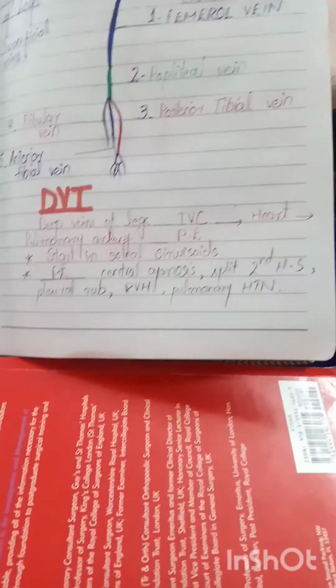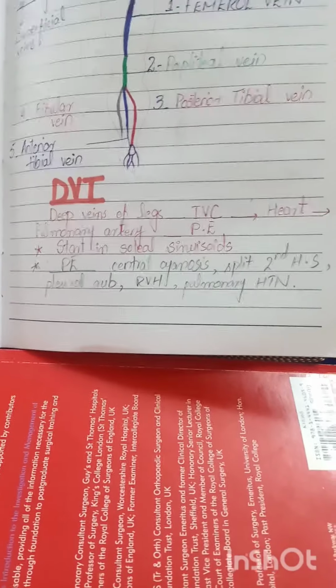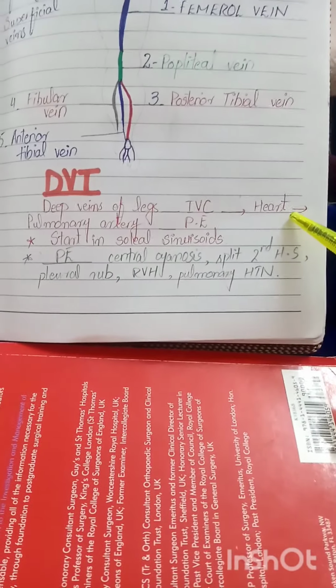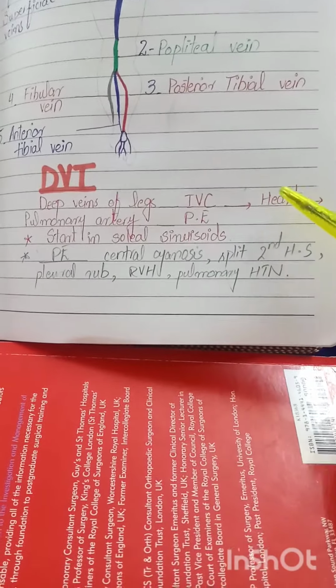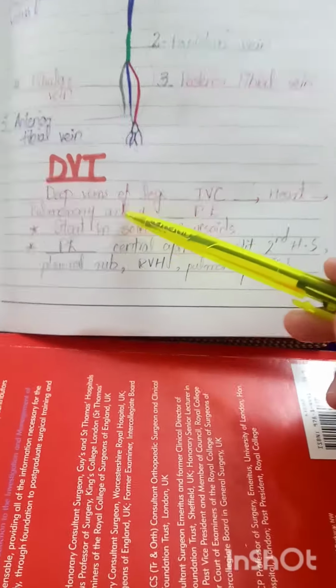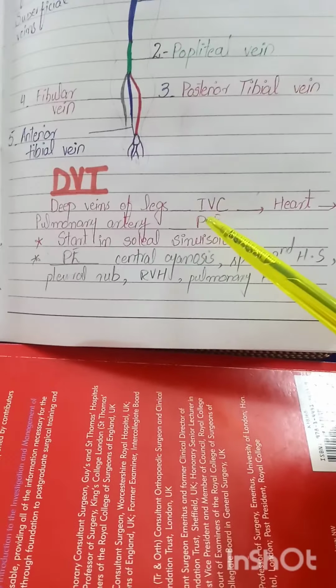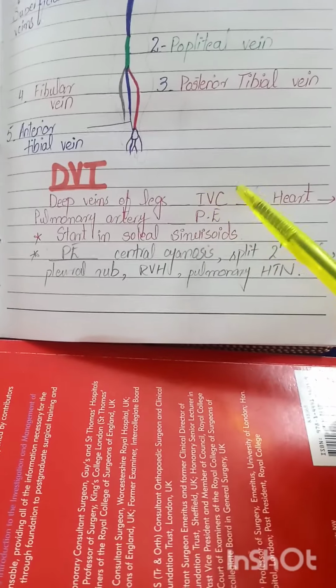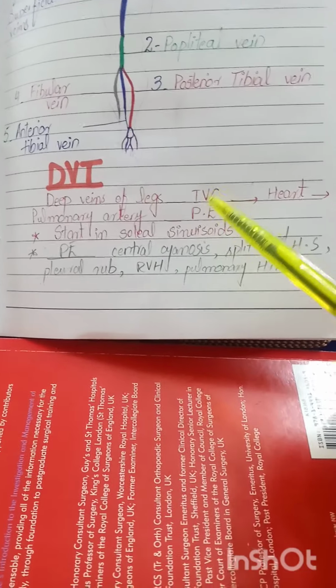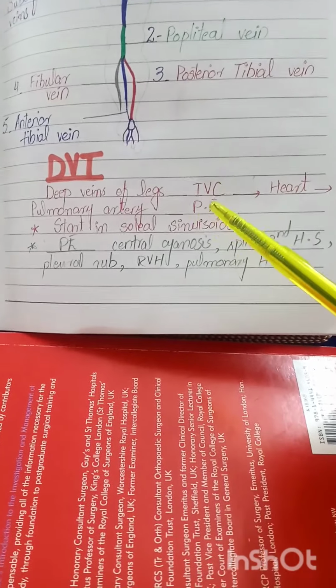So the deep veins of the legs: the embolus travels from the deep veins to the inferior vena cava, and through the inferior vena cava it goes to the heart, and then from the heart through the pulmonary artery, it lodges into the pulmonary artery, and this is called pulmonary embolism. Remember that deep vein thrombosis develops in the vein, but pulmonary embolism is in the artery, so it can infarct a big portion of the lungs. It's a kind of medical and surgical emergency.